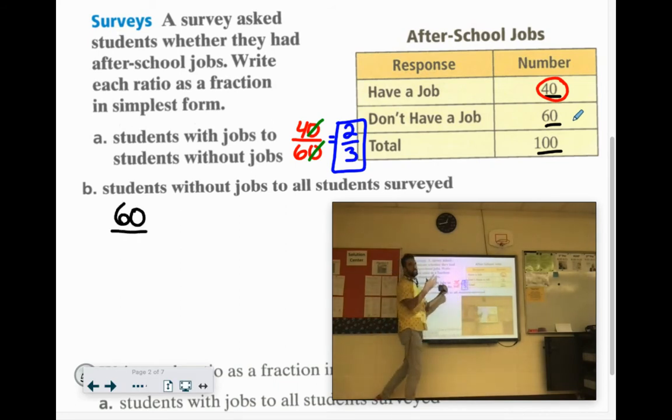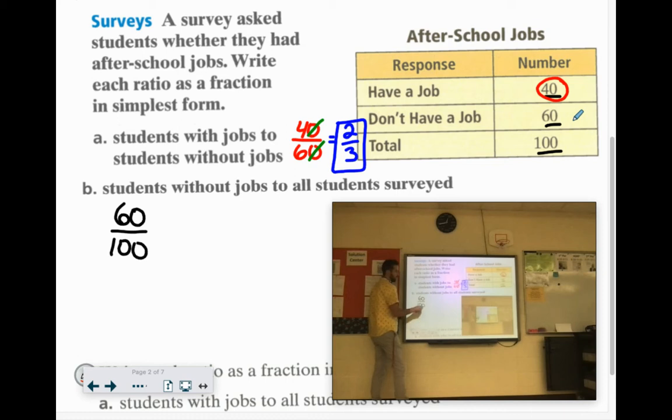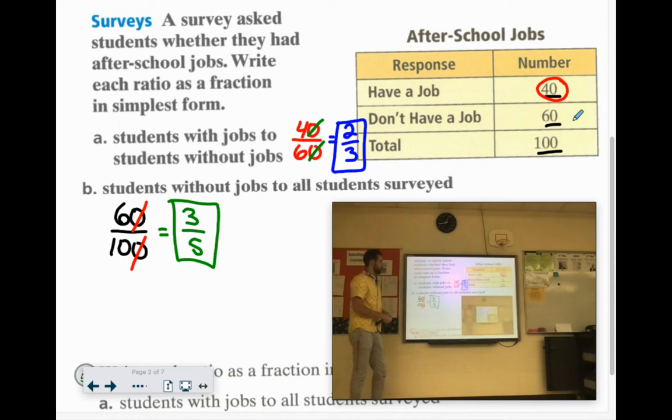So how many students do not have a job? There's 60 of them, compared to the 100 students surveyed in all. Again, these both end in 0, which means they're divisible by 10. Thank goodness we did that divisibility section to make this stuff easier. So now we're left with 6/10. Those are both even, so we can divide it by 2, which would give us 3/5. Great. So 3 out of every 5 students do not have a job after school.